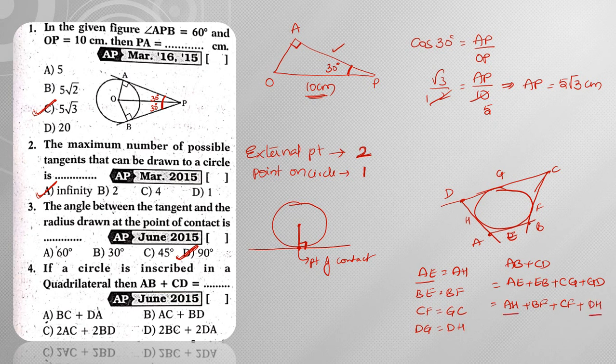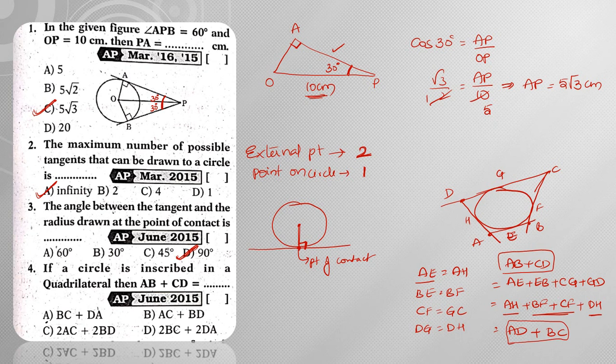So from this we can observe that AH plus DH I can write as AD, and BF plus CF can be written as BC. That means the sum of two opposite sides will be equal to the sum of the remaining two opposite sides.